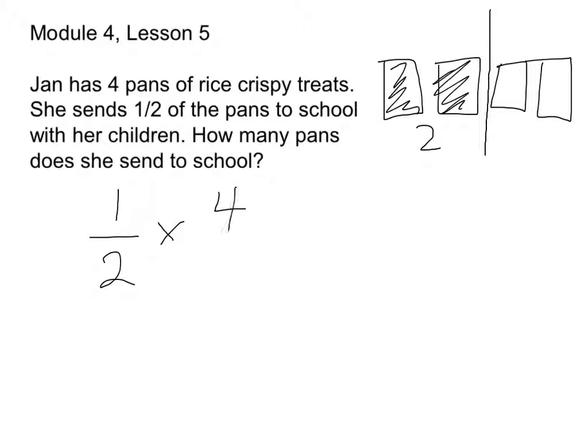She's got 4 pans. I can give 4 a denominator of 1 because it's a whole number. Multiply across, 1 times 4 is 4, 2 times 1 is 2. I know this means divided by, well 4 divided by 2 is 2. So that one was pretty easy. But what happens if she has just 1 pan?